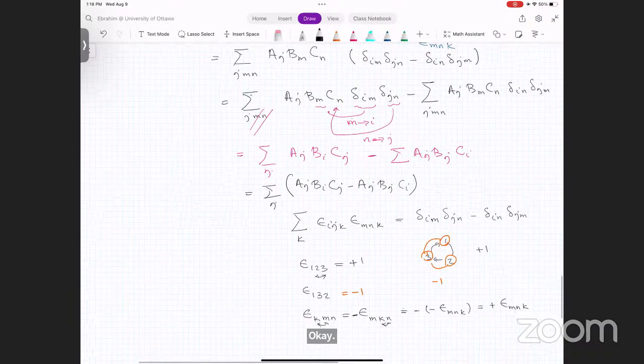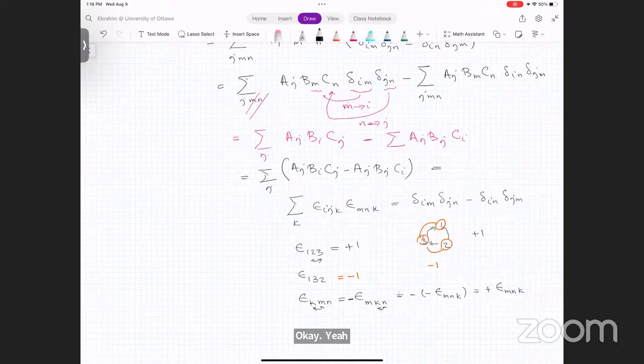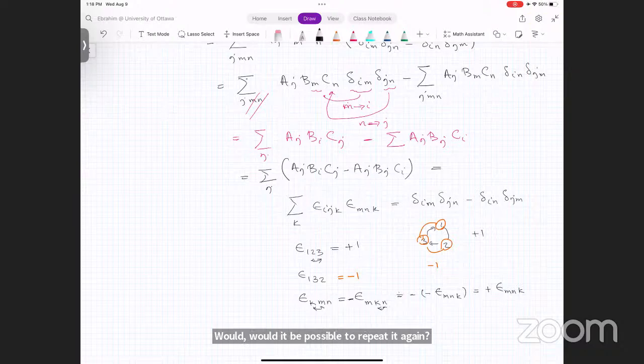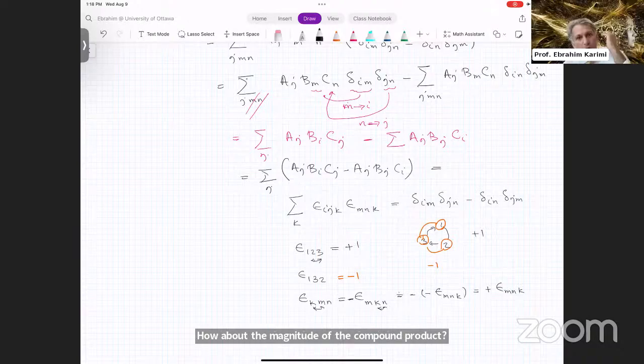Okay. Yeah. One has asked, how about the magnitude of the cross product? Would it be possible to repeat it again, please? How about the magnitude of the cross product? What they asked a while ago. Oh, of the cross product. I'm not following exactly what the question is. Well, Isa, you may repeat it again.